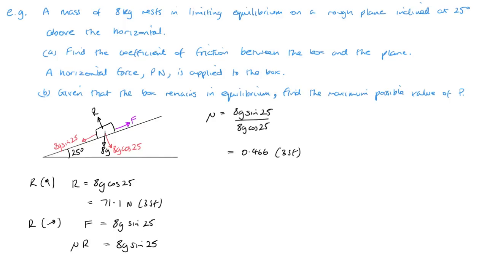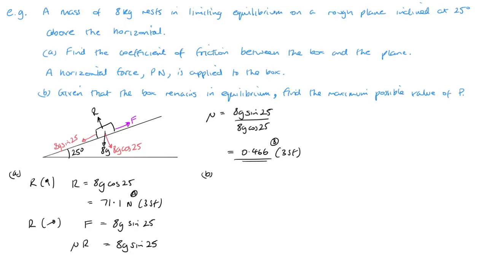Now, since I stored R as A earlier, I'll store this as B. And I like to write the little letter in so I know where it is in my calculator at this point. So that is mu, and that is part A done. Now, a horizontal force P is applied to the box. Given that the box remains in equilibrium, find the maximum value of P.